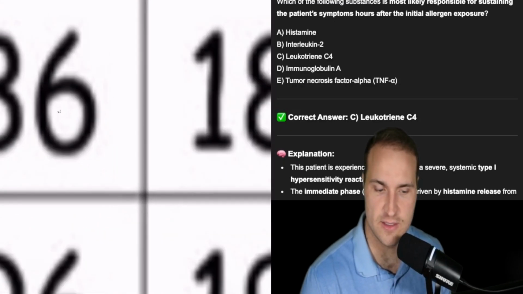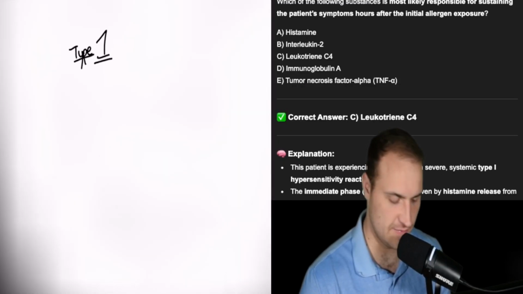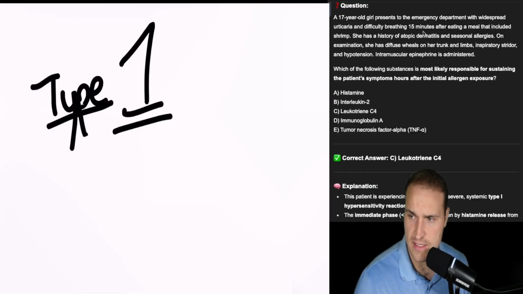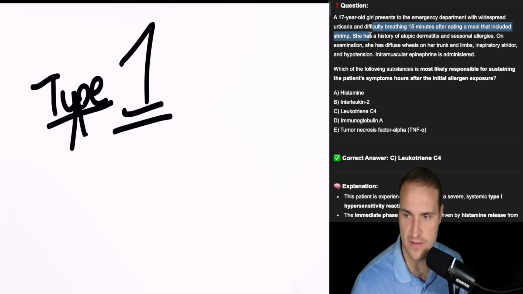Okay, in this next question, 186, we have a 17-year-old girl presenting to the emergency department with widespread urticaria and difficulty breathing 15 minutes after eating a meal that includes shrimp. She's got a history of atopic dermatitis. On examination, she's got diffuse wheals on her trunk and limbs, inspiratory stridor, and epinephrine is administered. What's most likely responsible for sustaining the patient's symptoms hours after the allergen?